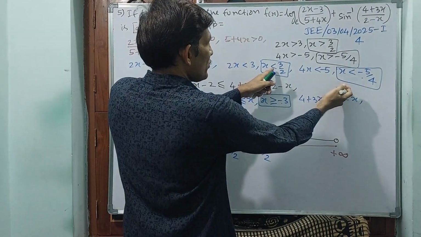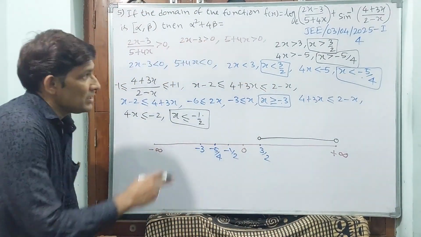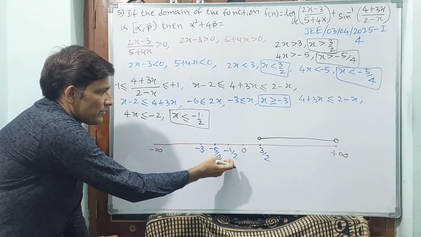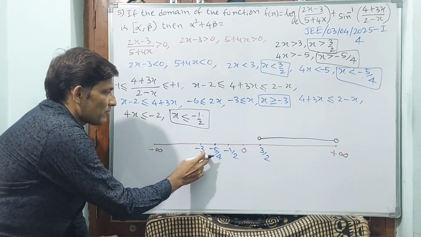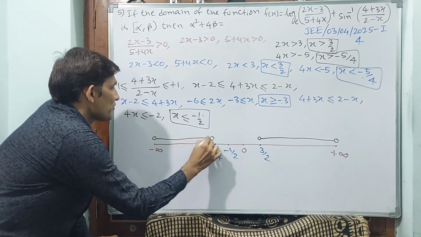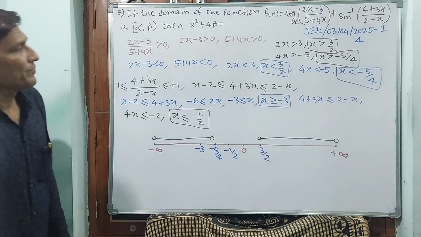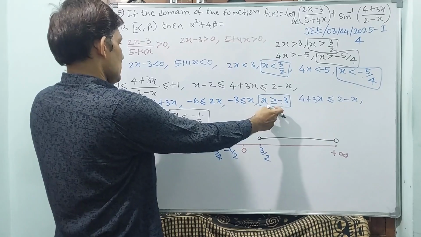Both negative. Both negative is less than 3 by 2 and less than minus 5 by 4. When less than 3 by 2 and less than minus 5 by 4, I will take less than minus 5 by 4, up to negative infinity. Okay? Now come back here. We have to see now these two values.